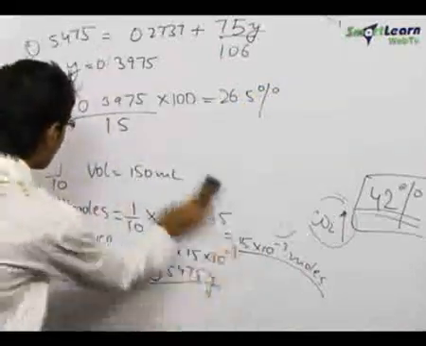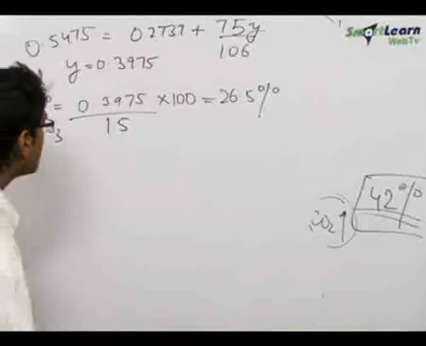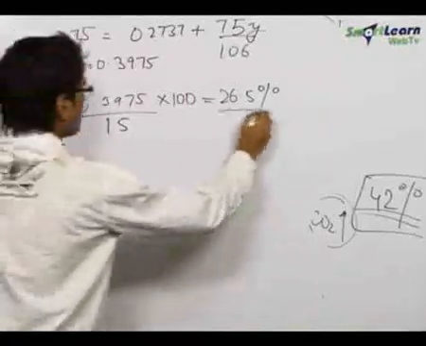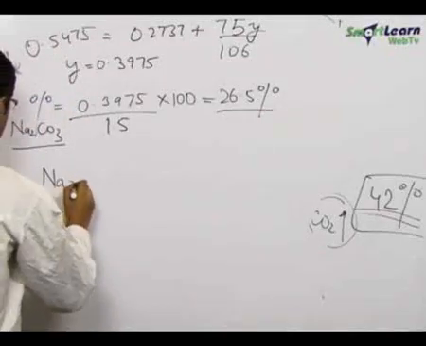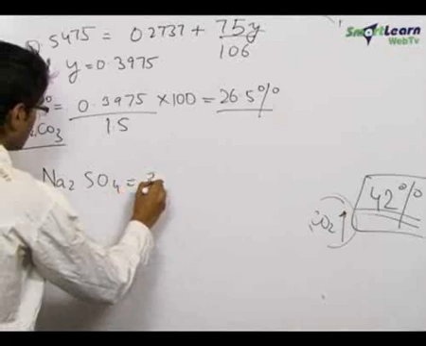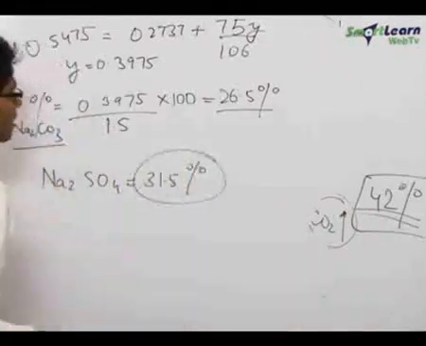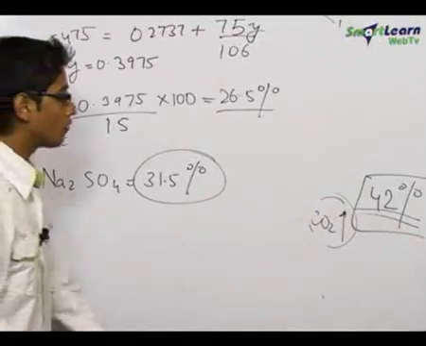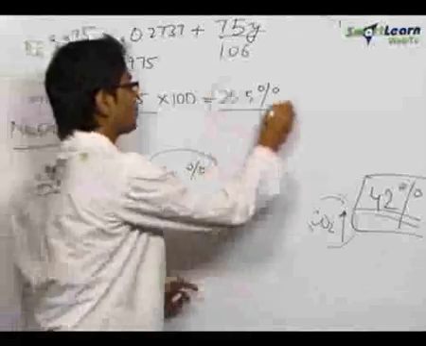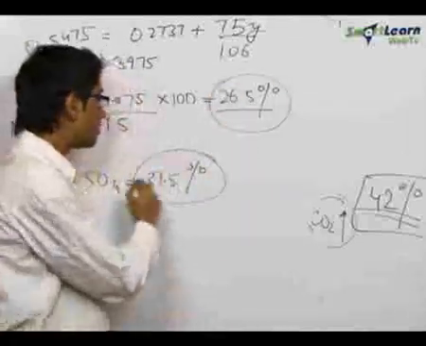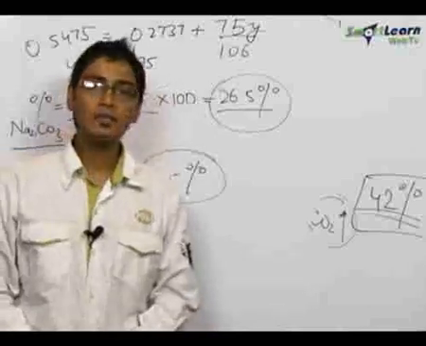Now the percentage of NaHCO3 is 42%. The percentage of Na2CO3 is 26.5%. So the rest, which is Na2SO4, is present in 31.5% amount. Hence the final percentages are 42% of NaHCO3, 26.5% of Na2CO3 and 31.5% of Na2SO4, which is our final answer.